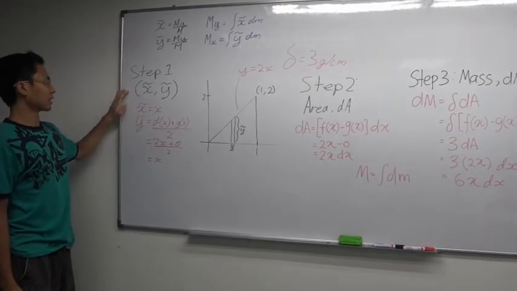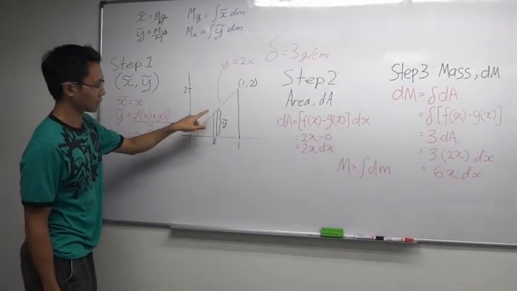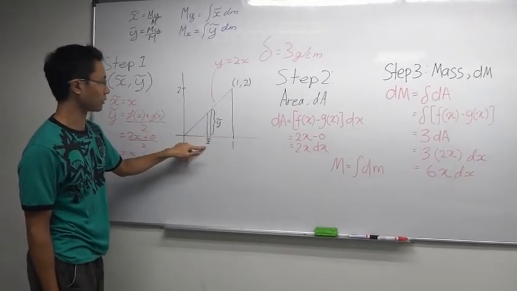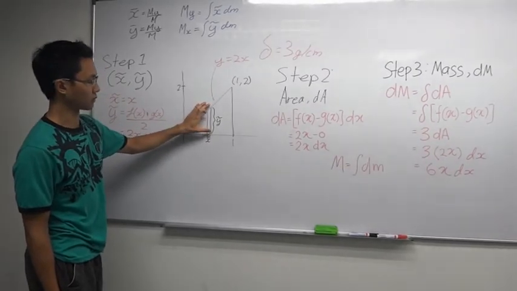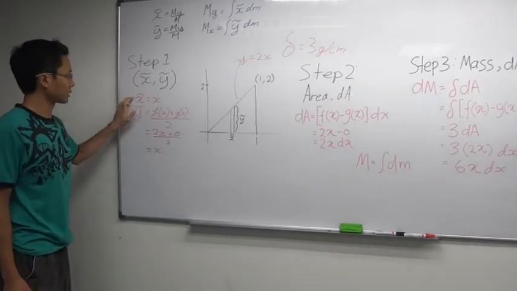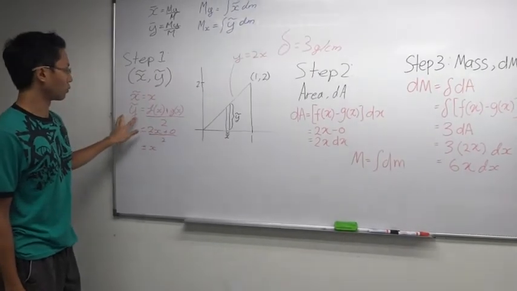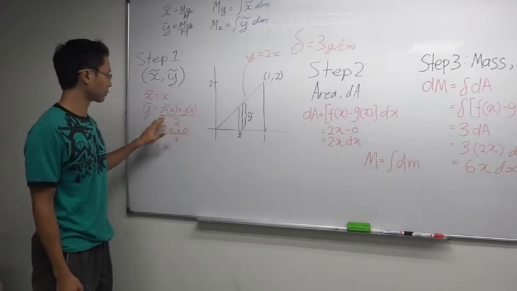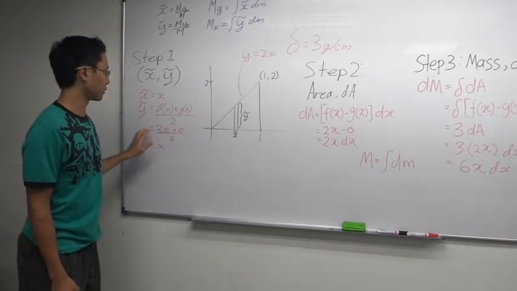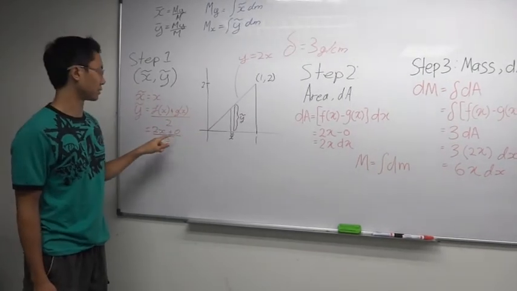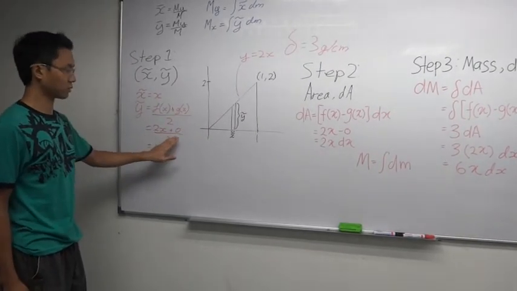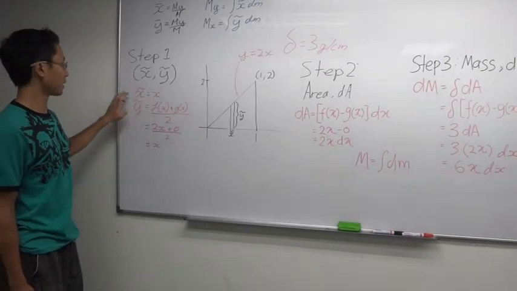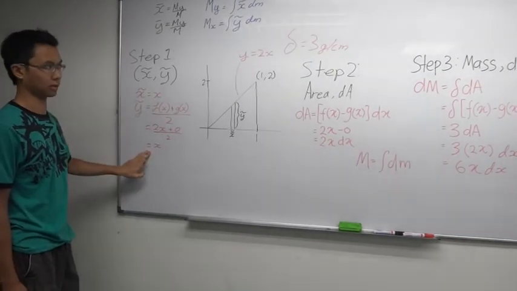Step 1. X tilde and y tilde. We have to take first a small strip. We'll take the x part of this as x tilde and the y-axis part of it as y tilde. Therefore, we have x tilde is equal to x. Y tilde, as a general guideline, is equal to f(x) plus g(x) over 2. So f(x) being y equals 2x, and g(x) being non-existent, we take it as 0. 2x plus 0, which is 2x. 2x divided by 2, we get x. So x tilde is x, and y tilde is also x.